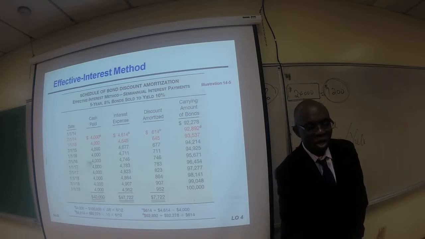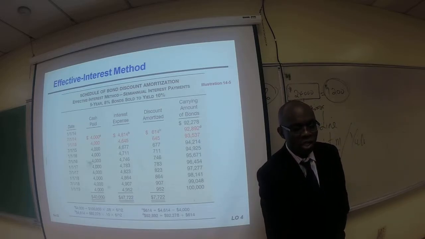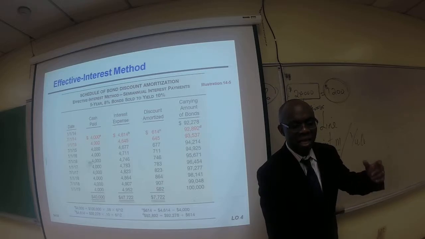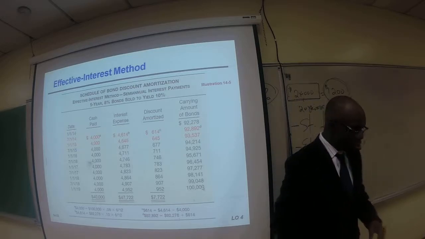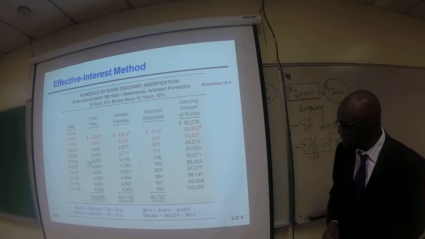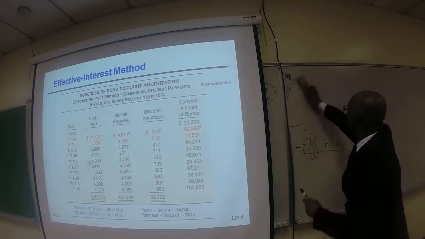Then take a look at so on and so forth. Take a look at the last period, 952. We add 952, which is the amount that we amortized in the last interest payment period, to 99,048. We now come up with $100,000. So at the end of the life of the bond, take a look at what happened here.